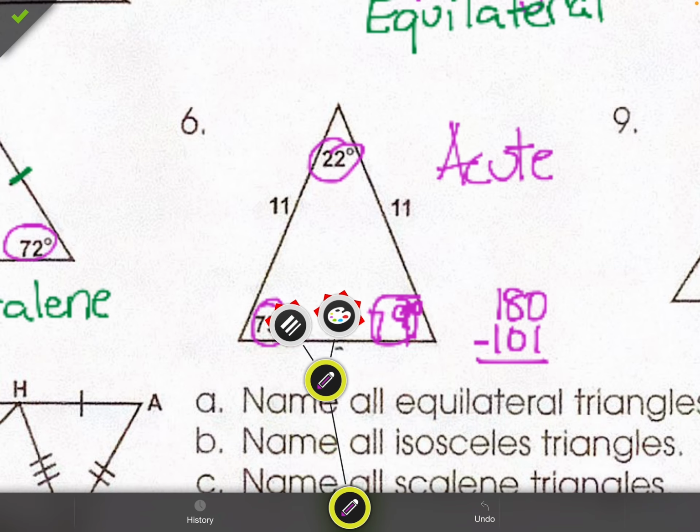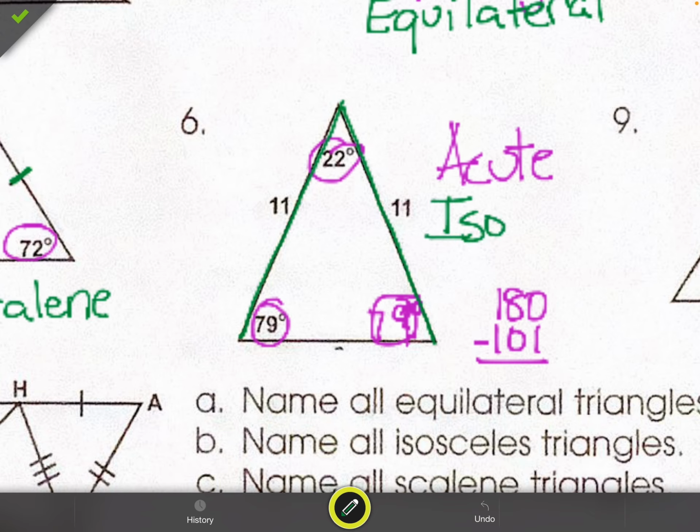Now let's look at my sides. This side is marked as 11. This side is marked as 11. Has 2 congruent sides. So it is isosceles.